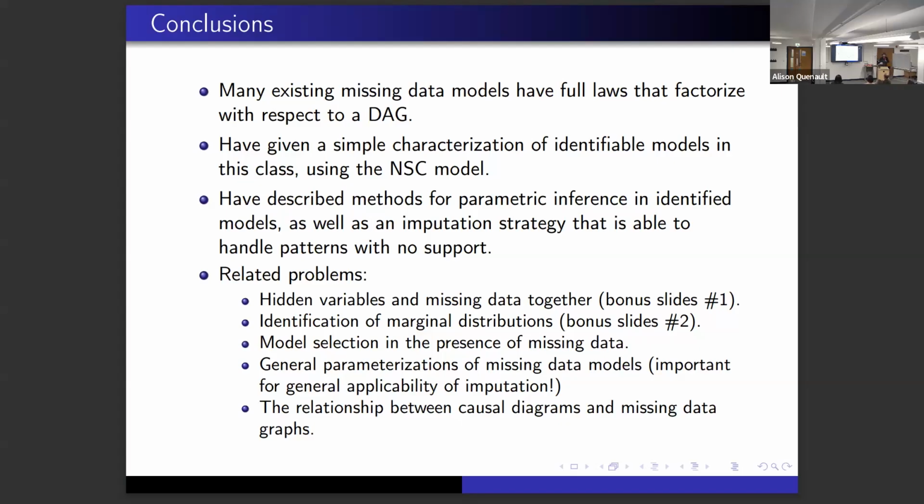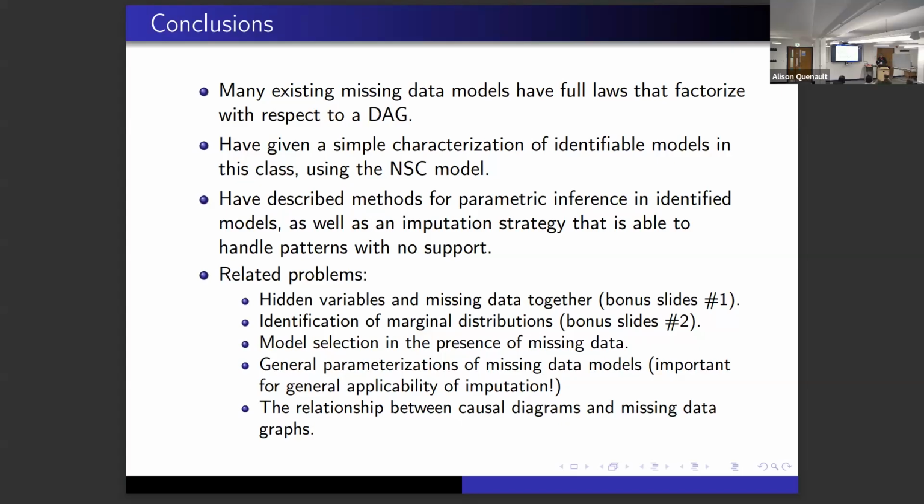Identification of marginal distributions, which is difficult. Model selection in the presence of missing data, which is also difficult. How to parameterize missing data models in general, which is important for general applicability of imputation. And I think there is a big gap in this kind of work where, if everything is Gaussian, everything is easy. If everything is categorical, everything is easy. Otherwise, things are not easy. The reason they're not easy is you end up with selective marginalization. Doing likelihoods for marginal models is fiendishly hard in general, it turns out. People are working on it in the context of causal inference as well.